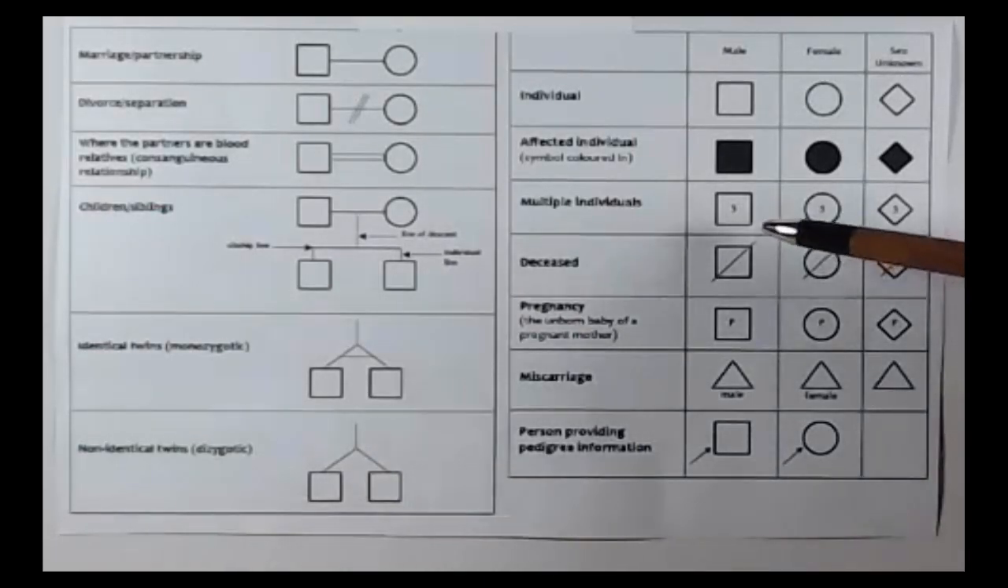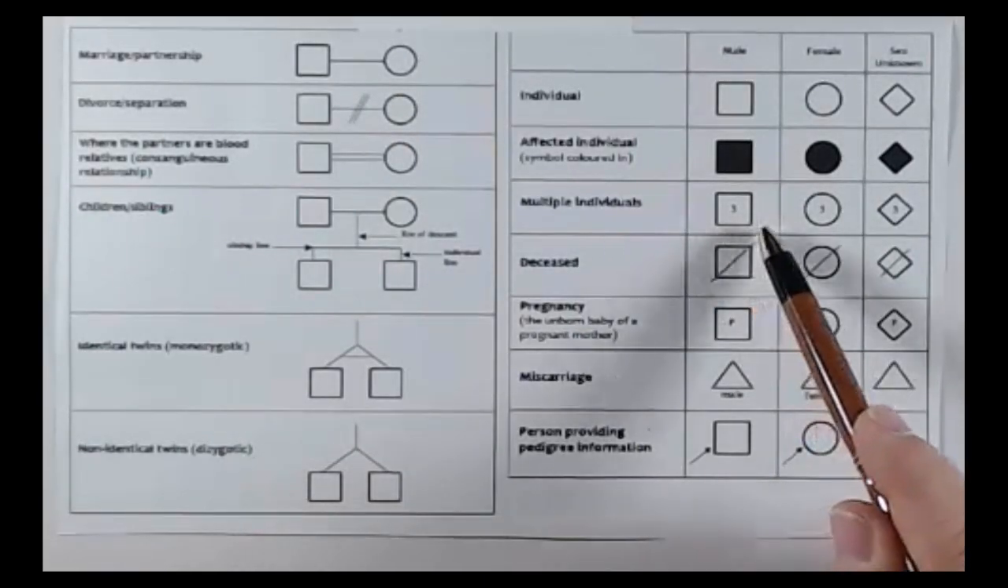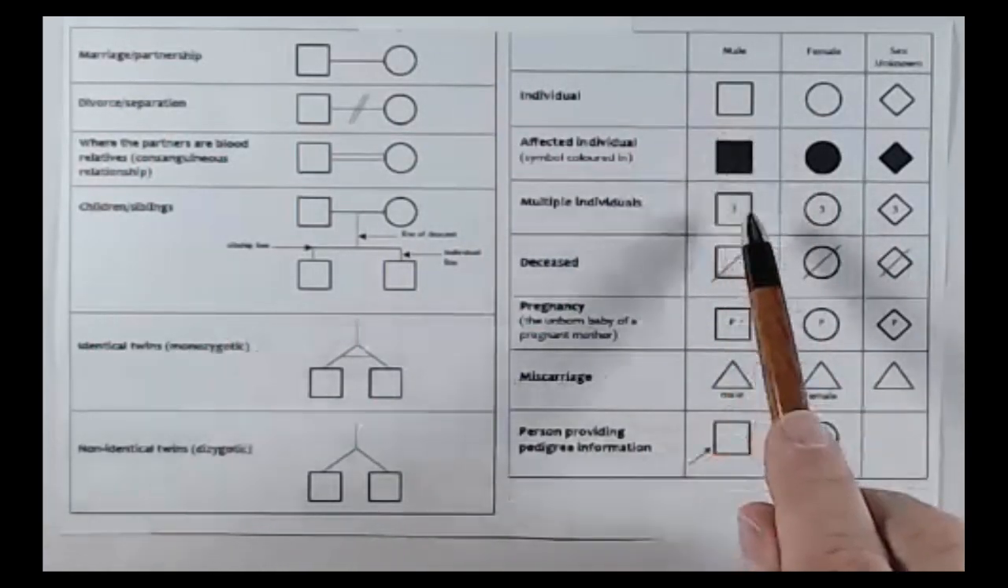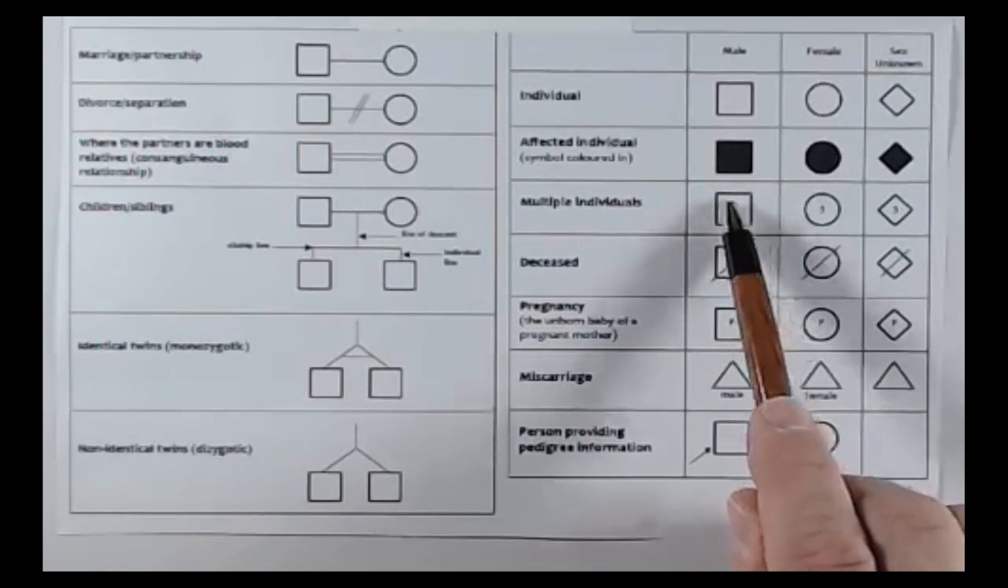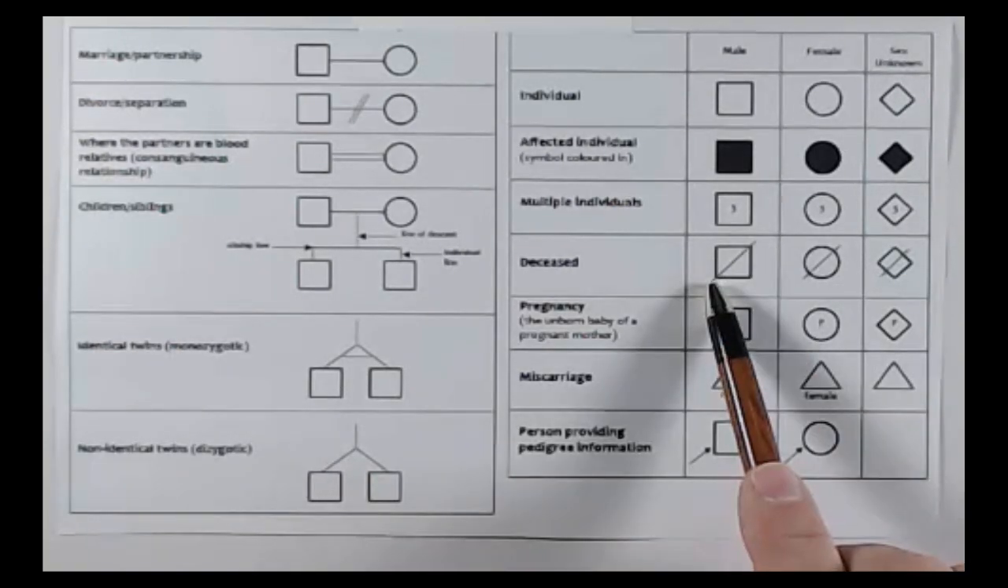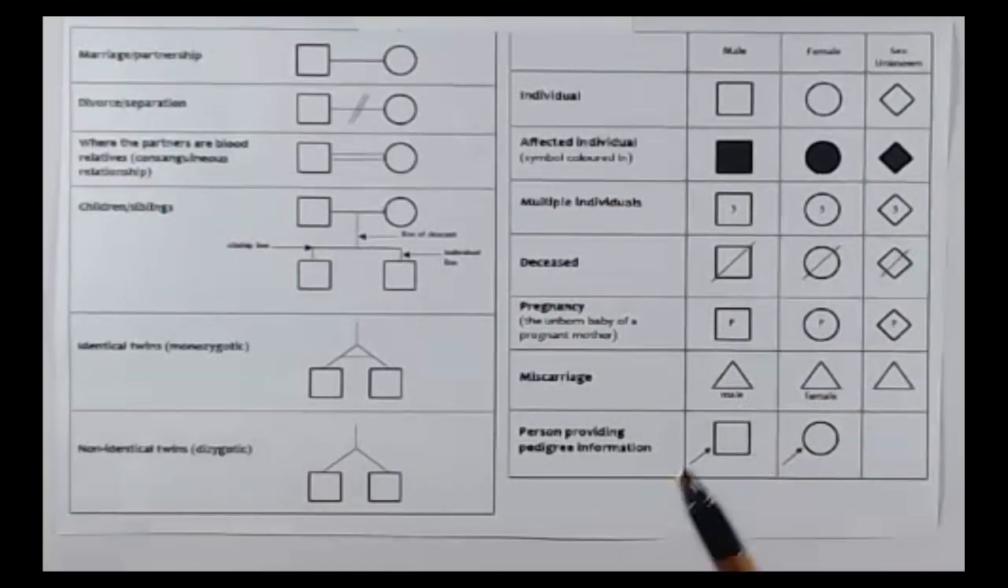Now, sometimes in a pedigree, somebody may have 5 kids or 8 kids, and if they're all unaffected or all affected, sometimes they might just indicate it with a number. It makes a larger pedigree simpler to look at. If you see a line through here, that will indicate that the individual is deceased.